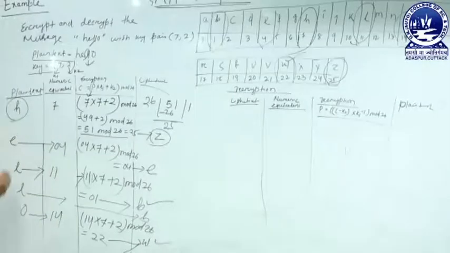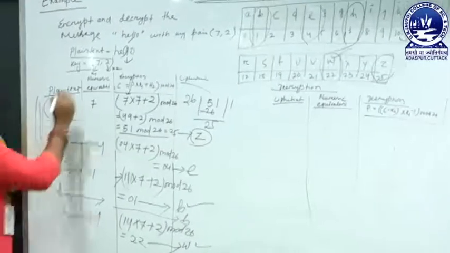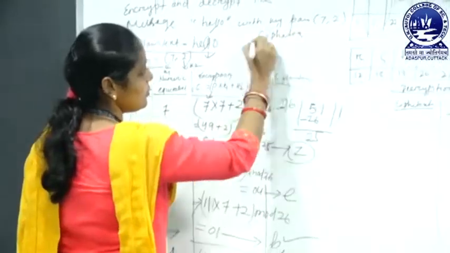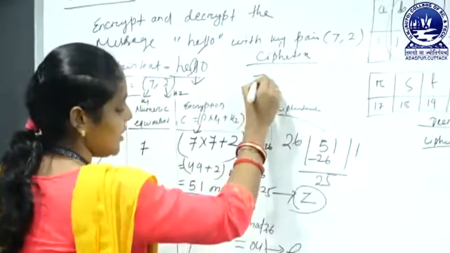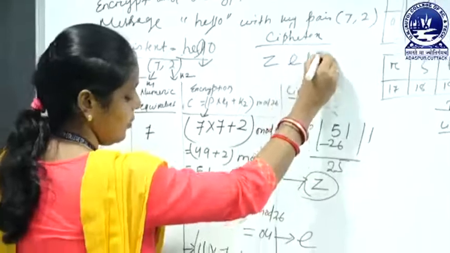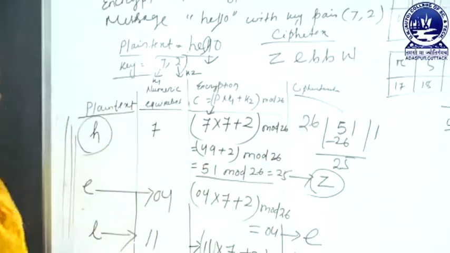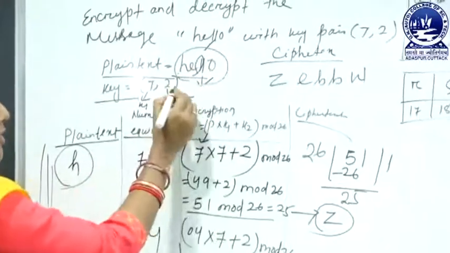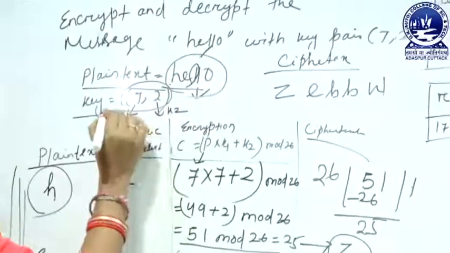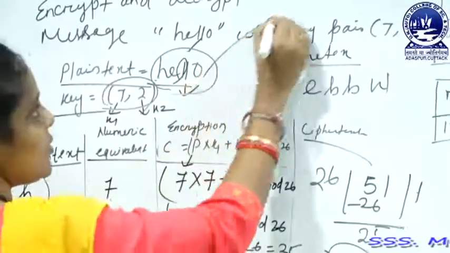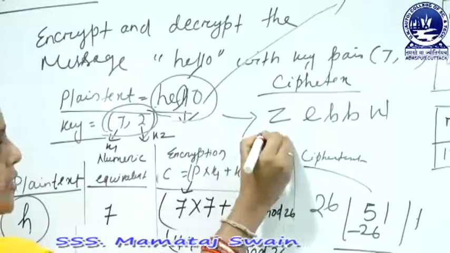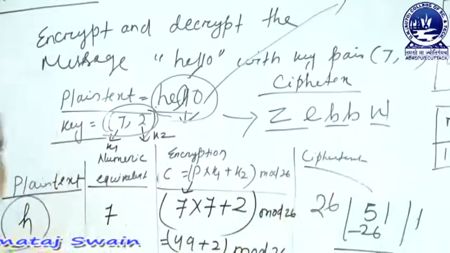Now here our plain text is hello. For this plain text, the ciphertext is ZEBBW. Here we take this plain text and use this key pair and use the encryption algorithm of affine cipher, then we get the ciphertext, that is ZEBBW.